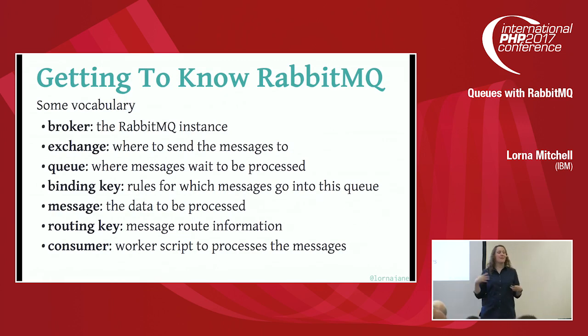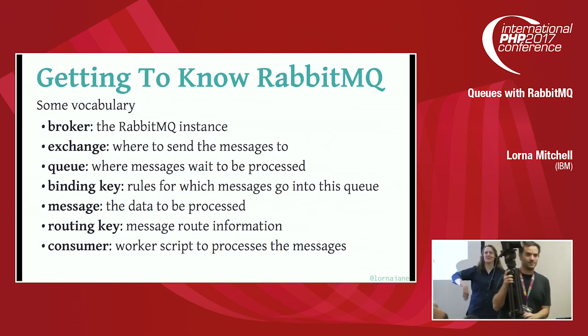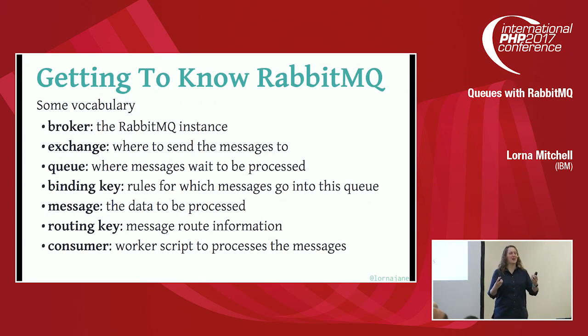We've got the message. The message is just the data that we're going to process, and sometimes some metadata alongside that. We have the routing key. This is something that goes with the message. We send it to the exchange and say, route it like this, and supply the message. You'll also hear me say consumer or worker. These are the scripts that take the messages off the queue and do something useful with them. The rest is all preamble. It's all set up.